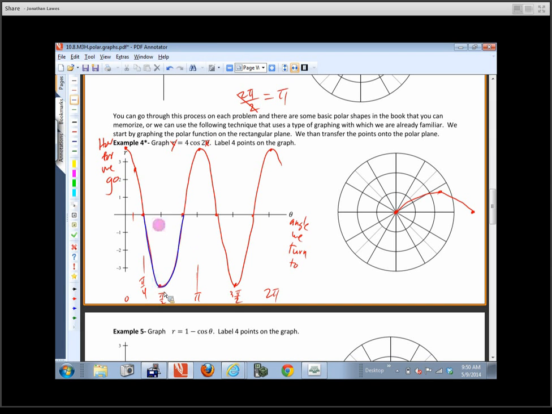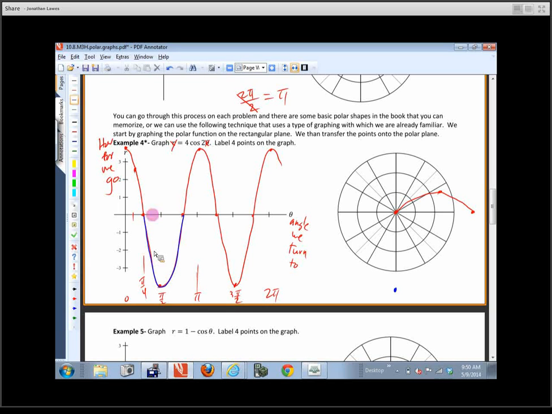What angle is this right here? Pi halves. How far do we go? -4. So I'm pointing this way, but I'm going to go down here. Now, the last point that I graphed was right here. Do I go straight from here down to here? I don't. So let's take an estimate, okay?